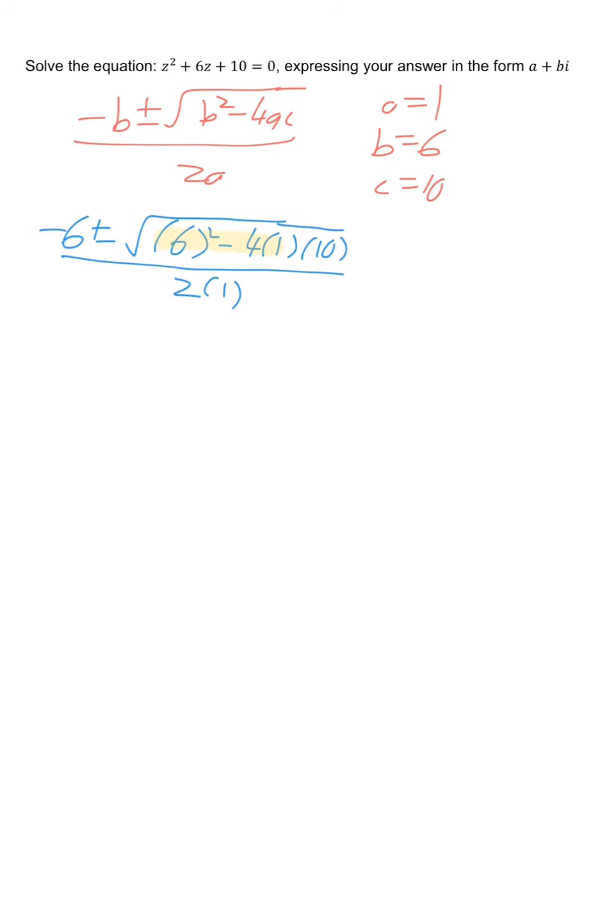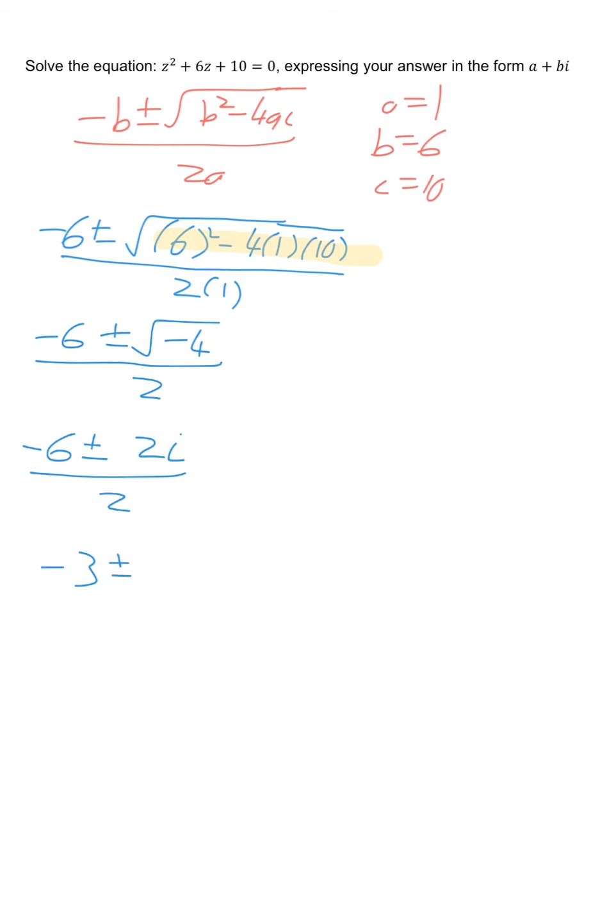Now, just put the 6 squared minus 4 and bracket 1 bracket 10 into your calculator, and that gives minus 4. So we still have the minus 6 plus or minus, all over 2. Now the square root of negative 4, that gives us 2i, because the square root of 4 is 2 and it's a negative, so it'll be 2i. So minus 6 then plus or minus 2i, all over 2. So divide by 2 now, so we'll have minus 3 plus or minus i. So our roots then are minus 3 plus i, and then minus 3 minus i. Again, you can see that they are the conjugate of each other, so a conjugate pair.